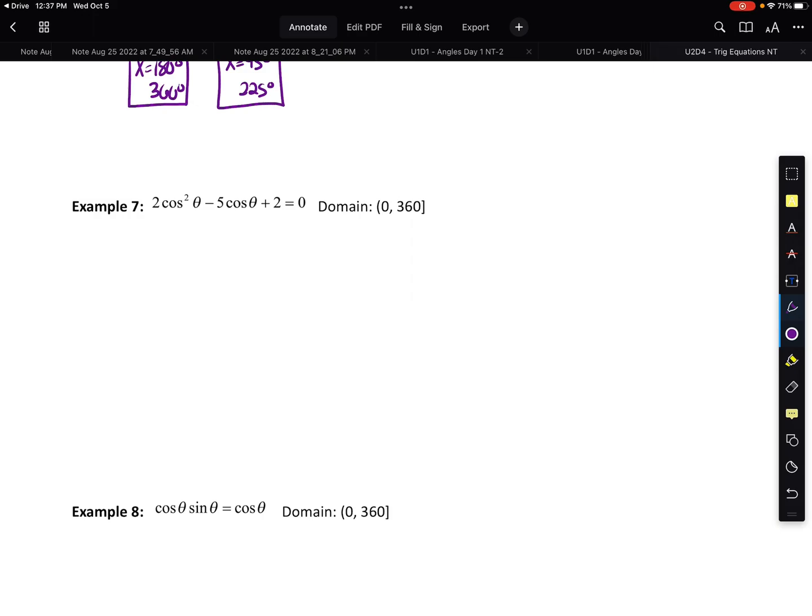So same thing as above. I'm going to say x equals cos theta. 2x squared minus 5x plus 2 equals 0. I got to split the middle term. 2 times 2 is 4. What factors of 4 add to negative 5? Negative 4, negative 1. 2x squared minus 1x minus 4x plus 2.